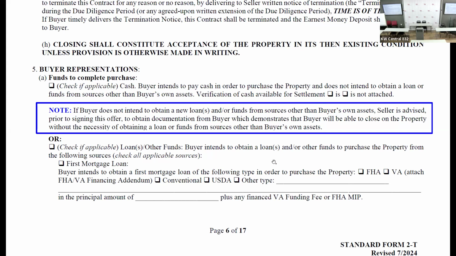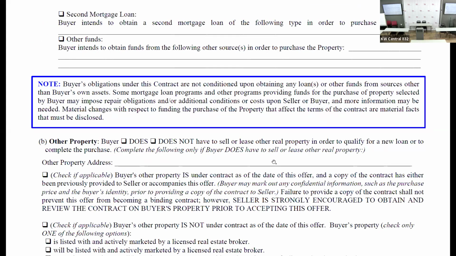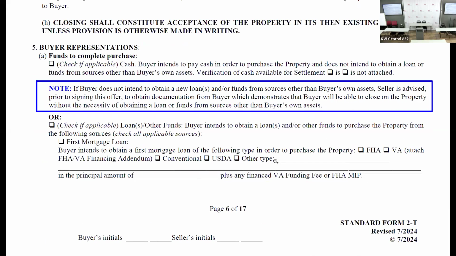So cash, loan, again, doesn't mean that the loan can't change. The loan can change. It's just, this is what we started with. They do or do not have to sell. Please be honest here. Question? Yes. Go back. Up there in the first block, well, that's cash. Let's say they're putting down 50% cash. Okay.